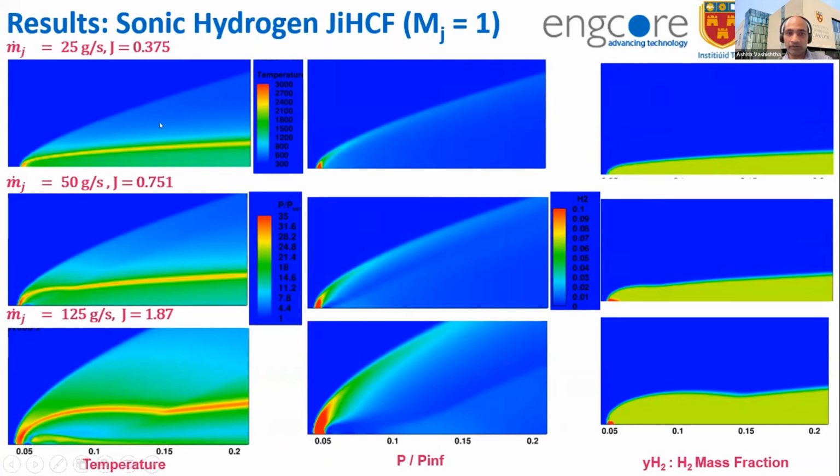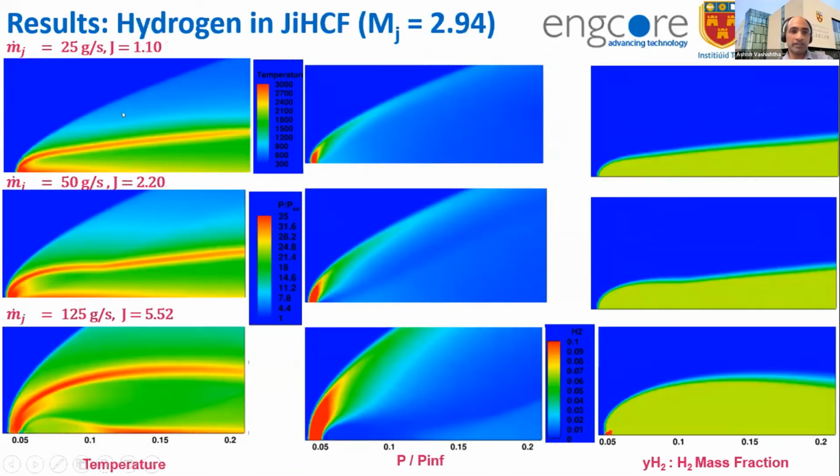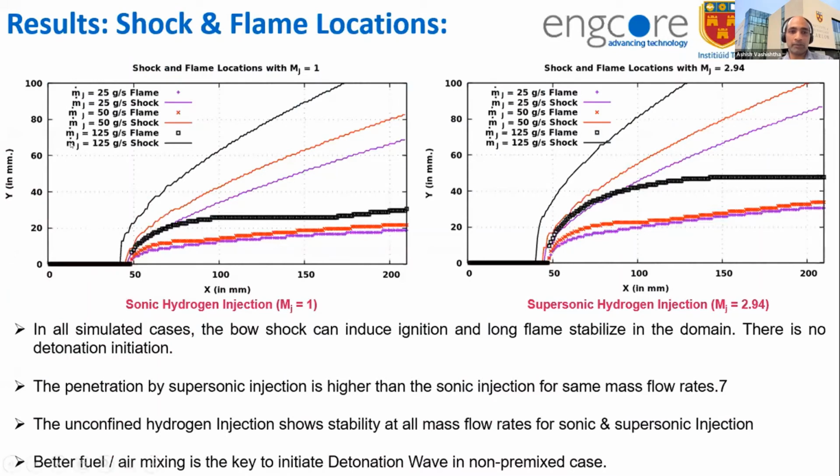You can see there is a shock wave and there is a flame, which are separated, and there is unburned hydrogen left because of the high-speed flow, of course. The available oxygen is consumed in this zone, and then there is no oxygen left. That's the reason you have unburned hydrogen left in this zone here. This is again a supersonic injection of hydrogen for the same 3 mass flow rates, and here is the comparison. This is the flame for one mass flow rate, and this is the shock wave. You can see they are separated.